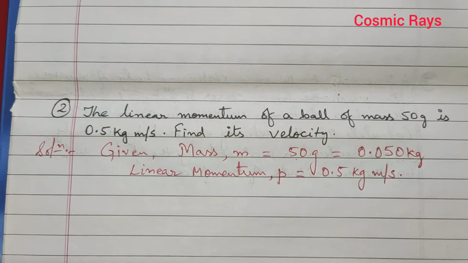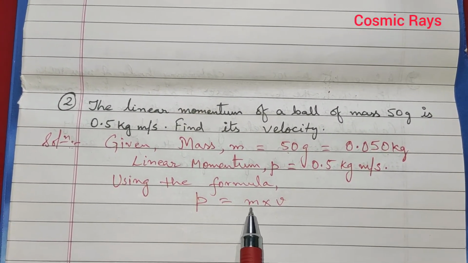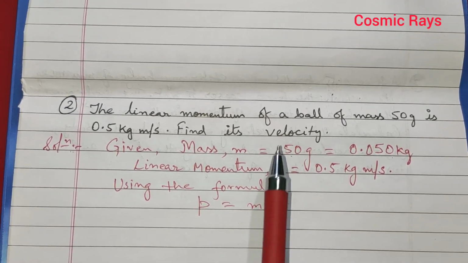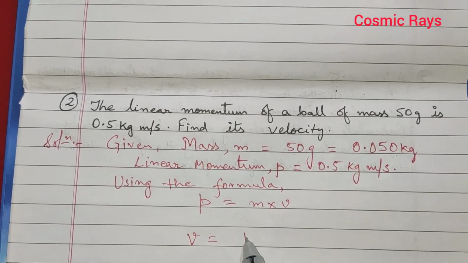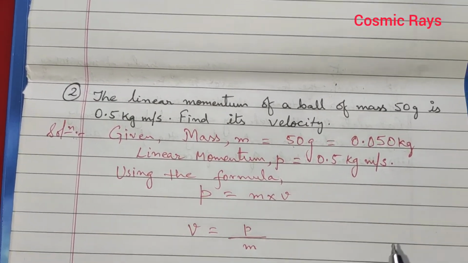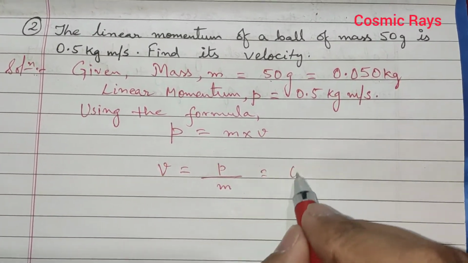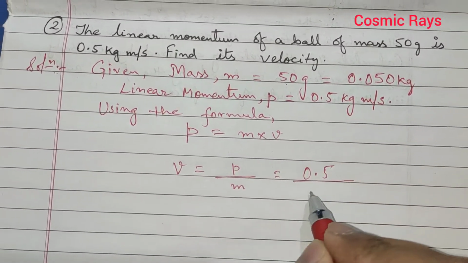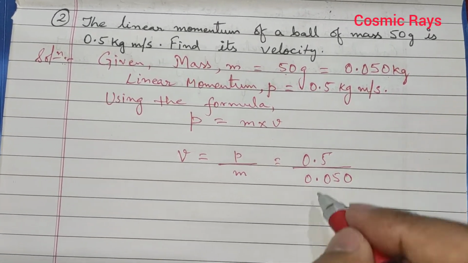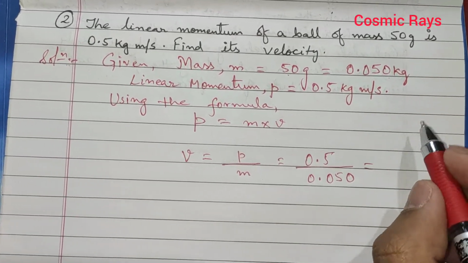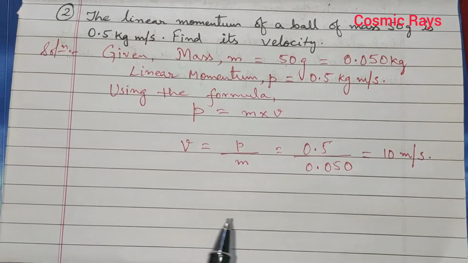So now we write the formula that we are going to use. So linear momentum is equal to the product of mass and velocity. But we have to find the velocity. So we will convert it in terms of velocity. So we know V will be equal to P upon M, that is linear momentum divided by mass. We have the values, we will simply substitute it. So 0.5 divided by 0.050, and after division, when you remove the points and all, then you will get 10 meter per second. The SI unit of velocity is meter per second.